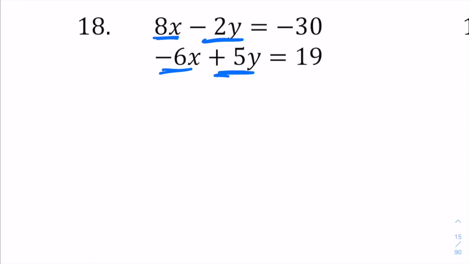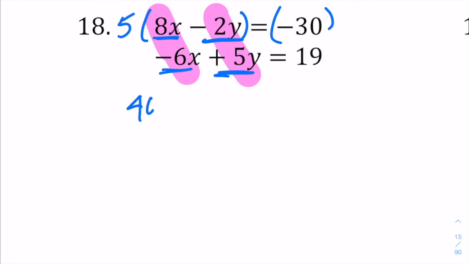So if you look at either x's or y's, you really need to think about what is the least common multiple. What number could they both go into? So for the x's, 6 and 8 could go into 24. And for 2 and 5, they could both go into 10. It's totally up to you. For some reason, my brain just likes 10 better than 24. So I'm going to multiply this first equation by 5.